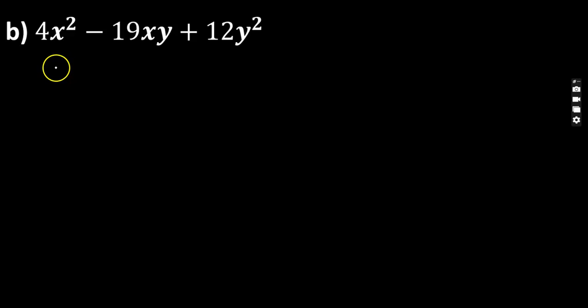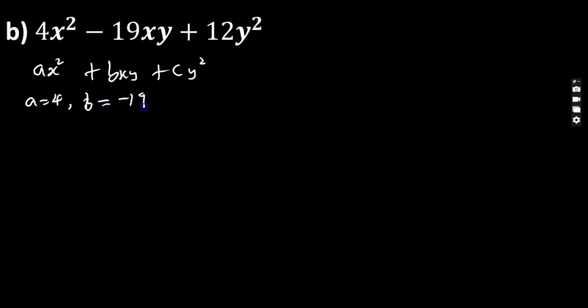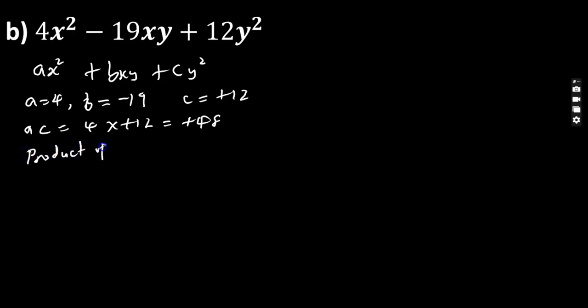Example 4, we have 4x squared minus 19xy plus 12y squared. So recall the form, Ax squared plus bxy plus cy squared. So our A is 4, our B is minus 19, then our C is plus 12. So you get your AC. Our AC is 4 times plus 12. That gives us plus 48. So I have the product of AC, that is the product of plus 48, and the sum of B.